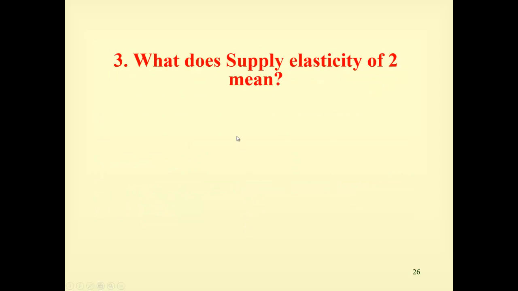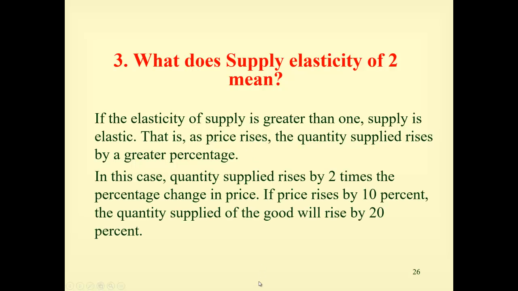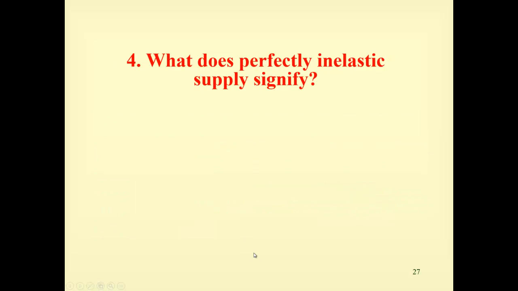What does a supply elasticity of 2 mean? Well, that means the value is 2. That means quantity supplied rises by 2 times more than the percentage change in price. So the percentage change in quantity supplied is twice the percentage change in price. So the value is 2 and supply is elastic.